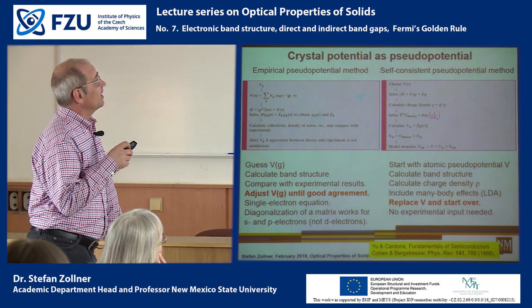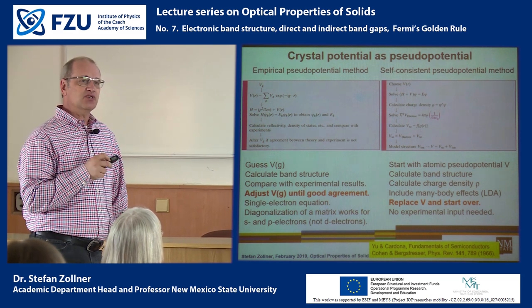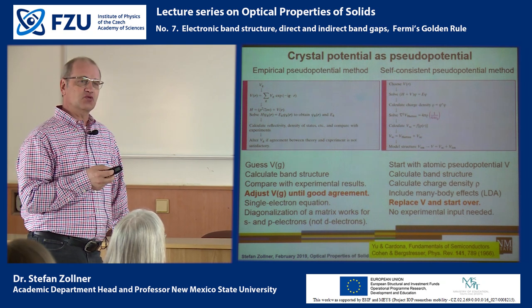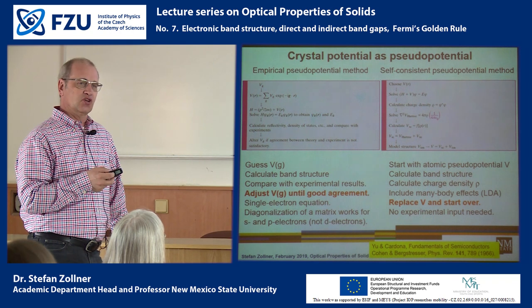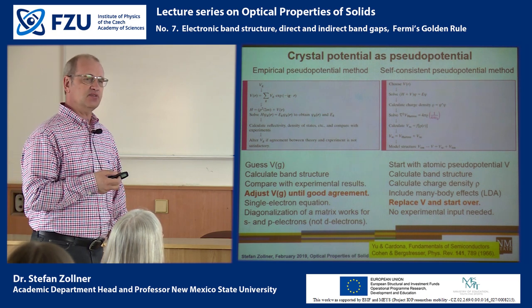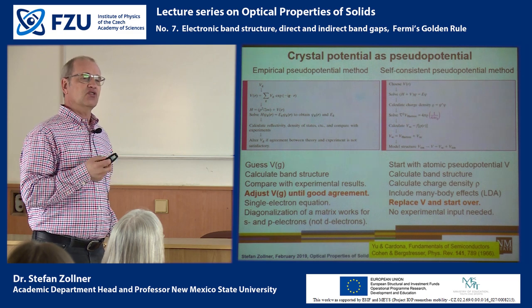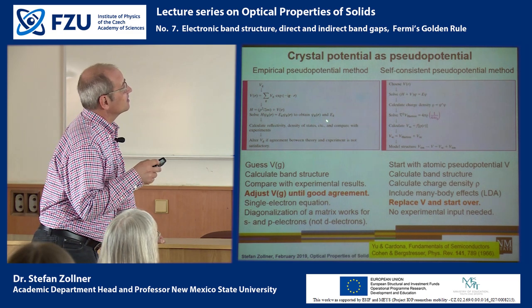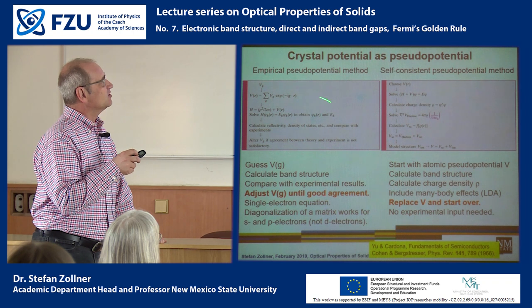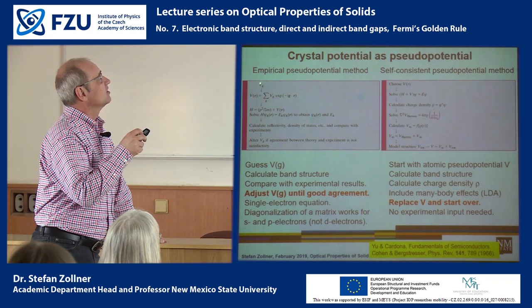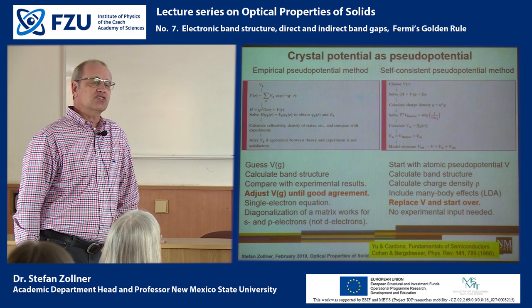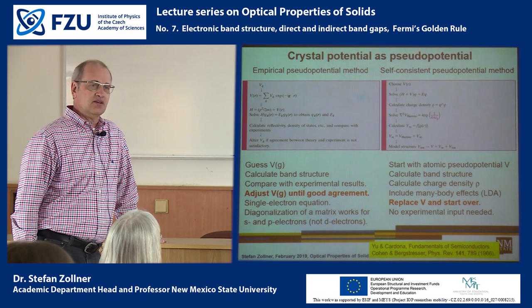Experiment tells you nothing about the actual potential. With the experiment, you measure energies, okay? So you can do a photo emission experiment where you map out the band structure, or you can do an ellipsometry experiment where you measure band gaps and peaks in the dielectric function. So these are the experimental parameters that give you information about the E of K. So the E of K is the experimental input, and you adjust the pseudo-potential parameters until it gives you the right energies that can be measured with the experiment. Yeah?